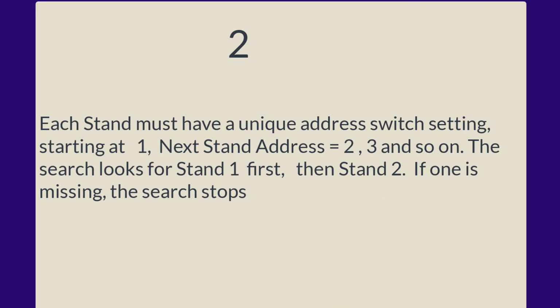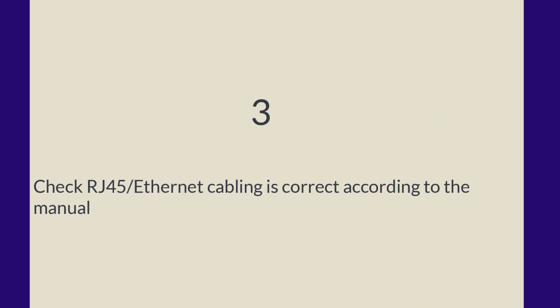It should be on. Each stand must have a unique address setting, starting at 1, the next stand 2, 3, and so on. When searching for the stands, it looks for stand 1 first, then stand 2, then stand 3. If any one is missing, the search stops. You can also check the RJ45 Ethernet cabling is correct according to the manual.